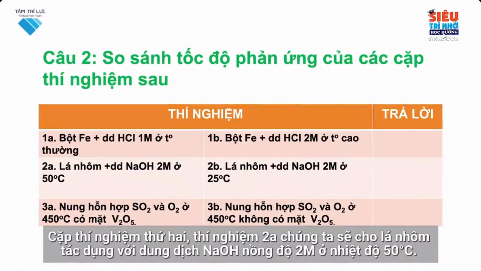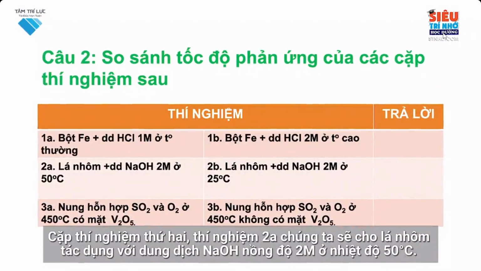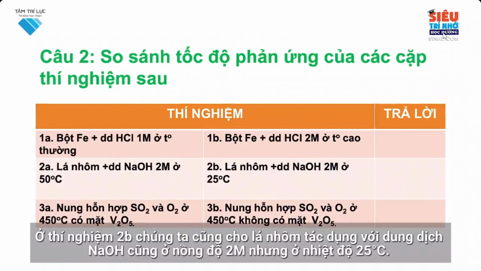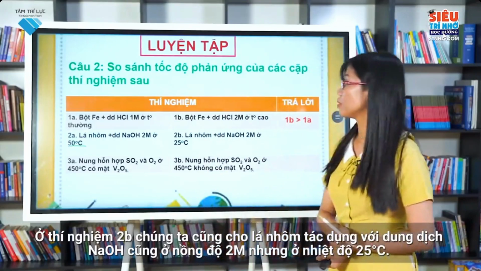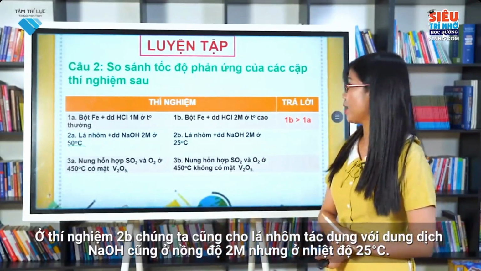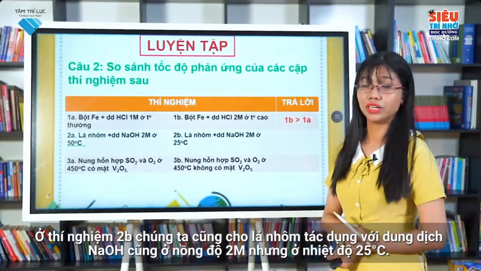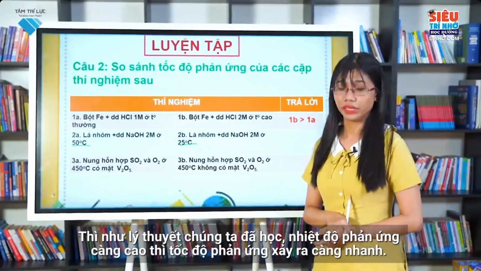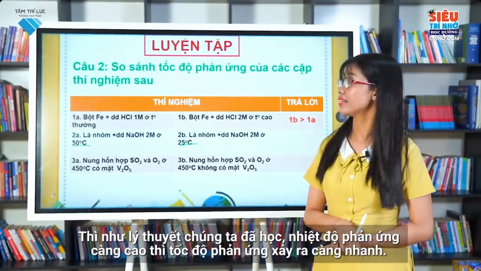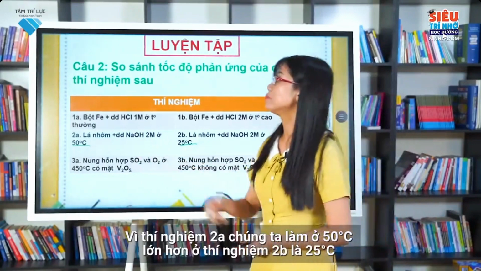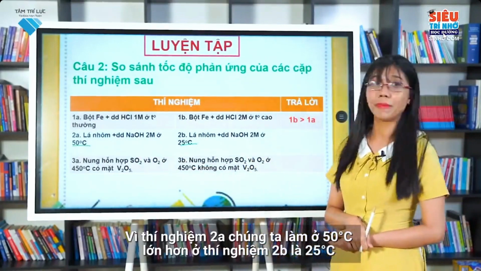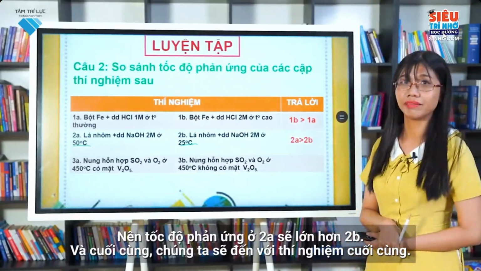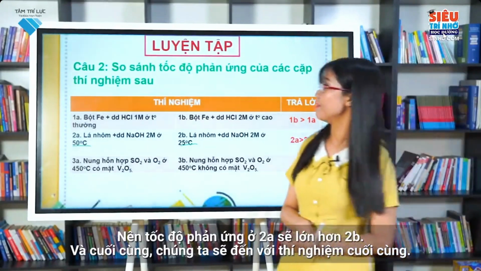In the second pair of the experiment, reaction 2A, aluminum reacts with NaOH solution 2M at 50 degrees Celsius. In reaction 2B, the reactants are also aluminum and NaOH solution 2M, but the temperature is at 25 degrees Celsius. As in theory, we learned the higher the temperature is, the faster the reaction rate is. Because the temperature in reaction 2A is 50 degrees Celsius, it is higher than the reaction in 2B. Reaction 2A happens faster than reaction 2B, and we will move on to the last pair of experiments.